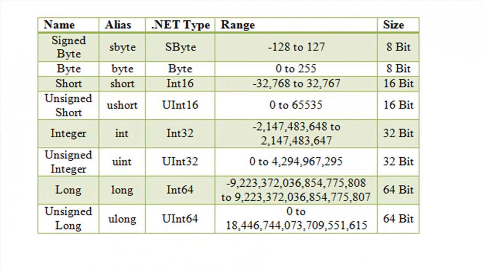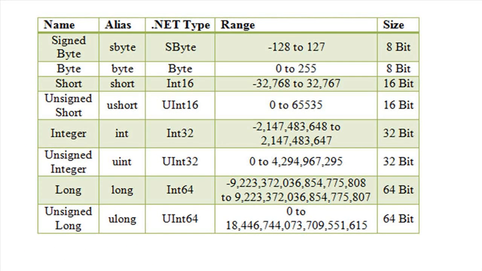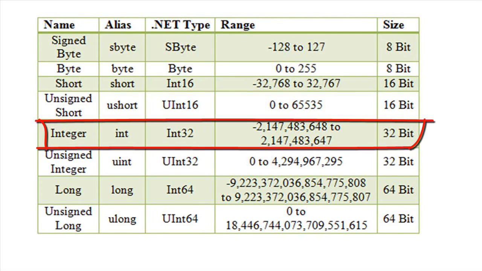Here are all the integer numeric data types available to you. As we saw, the short easily handled 1,000, but couldn't handle 100,000. Its range is negative 32,768 to positive 32,767. We also played around with the integer.